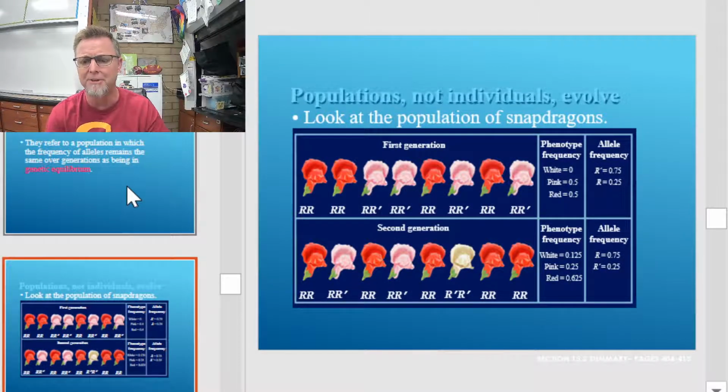Now, fortunately for you, you don't have to actually calculate allele frequencies of anything, but you do need to understand that the number of times an allele shows up in a population creates the allele frequency. And if natural selection is going on, that can change the frequency, or the amount of times that that allele shows up. And that is how that population will change over time.